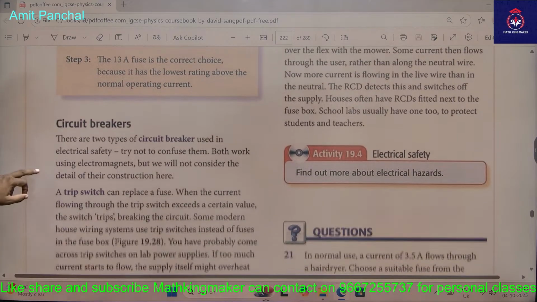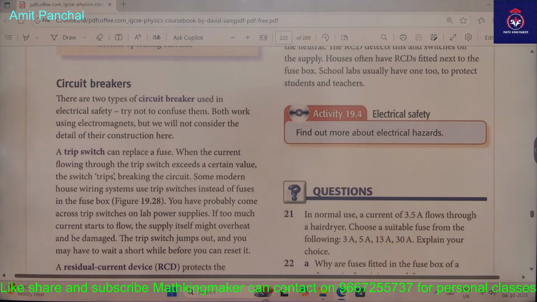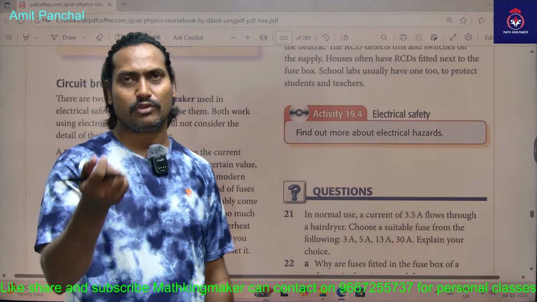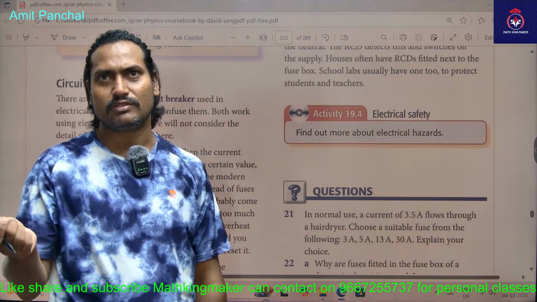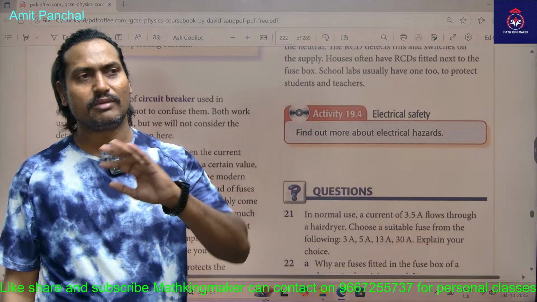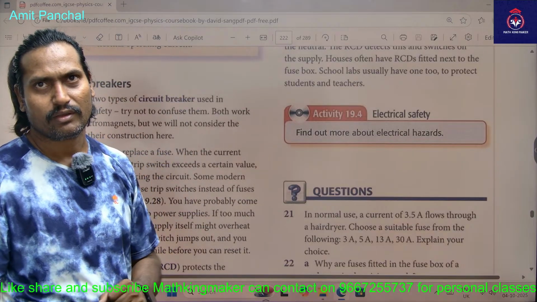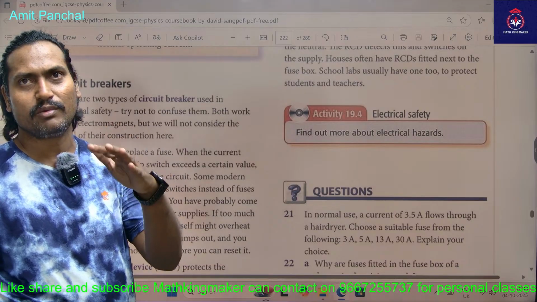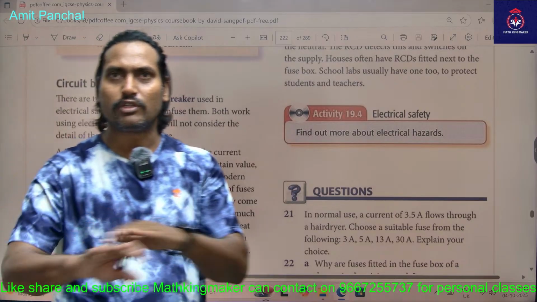Now circuit breakers. You can see in your house there are circuit breakers, CBs. Basically we say it's MCBs, main circuit breakers, but you can see small CBs there, and there is a master CB. So what does the master CB do? The master CB will switch off all the CBs.